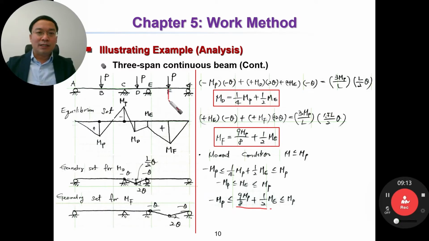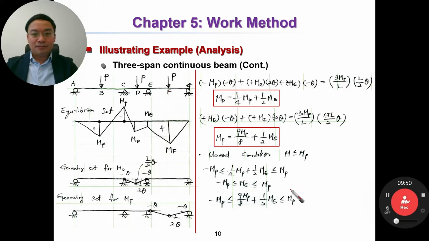MF should be in the range of minus MP and plus MP. It is plus MP and minus MP, this range. Then we can solve this equation. So here we only have MP and ME. Then solving the equation, we have ME as a function of MP. We solve ME as a function of MP by solving 3 equations.